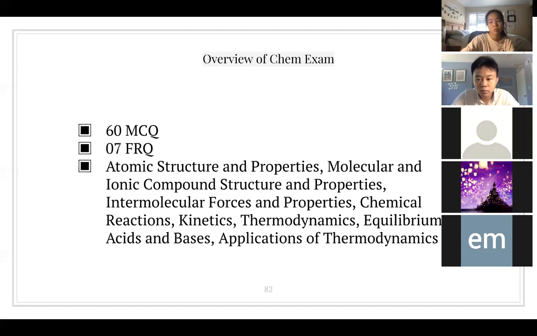Then you got thermodynamics. You might have been familiar with the word back in bio. There are 3 laws you got to know, and then you have to apply it with entropy, enthalpy. Then you got equilibrium, which actually goes hand in hand with acids and bases. Personally, in the class, we did acids and bases first and then made a segue to the equilibrium. And also applications of thermodynamics go hand in hand with thermodynamics. Next.